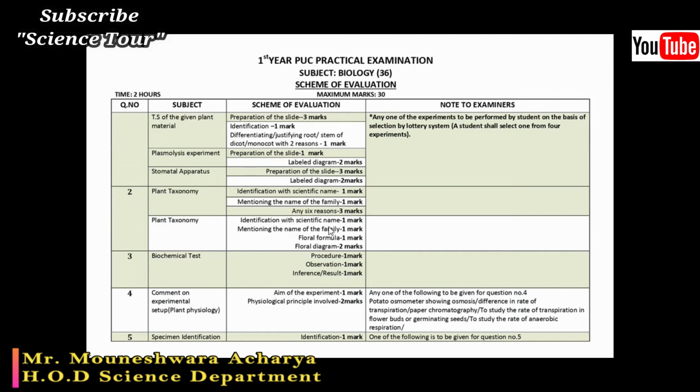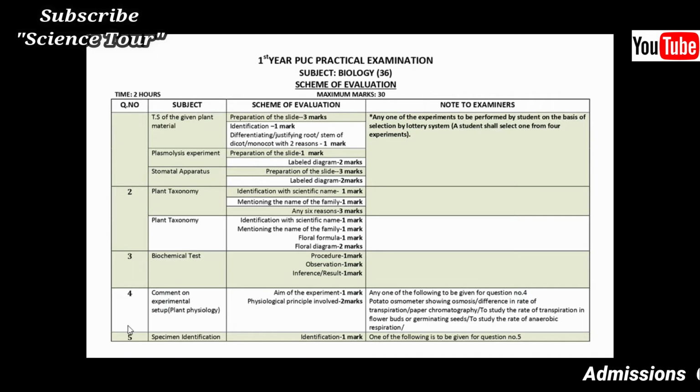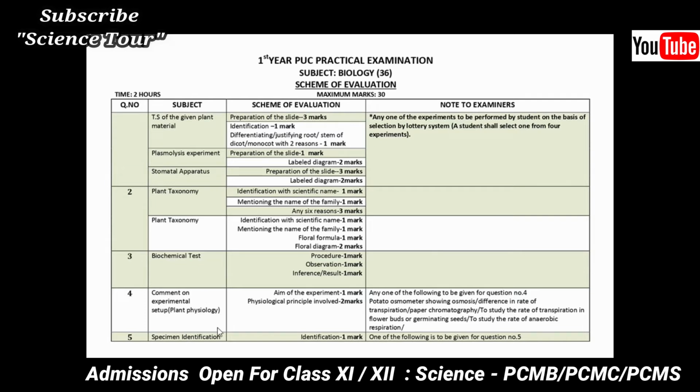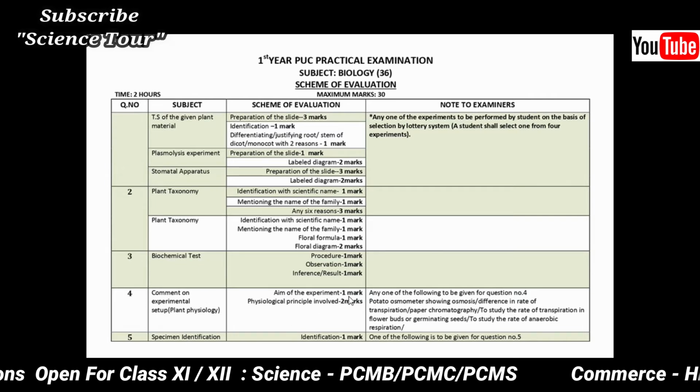So identification with scientific name 1 mark. Mentioning the name of the family once again 1 mark. Floral formula 1 mark. Floral diagram 2 marks. Total 5 marks. Then the third question, biochemical test. For procedure writing 1 mark, observation 1 mark, and inference or result 1 mark, total 3 marks. Similarly, question number 4, comment on experiment setup, that is based on plant physiology. Aim of the experiment, you have to write the aim, 1 mark.